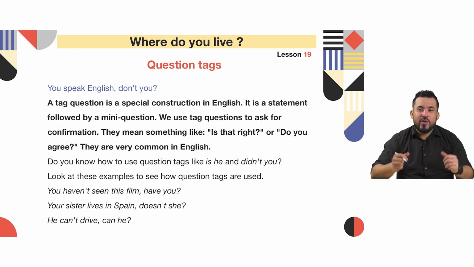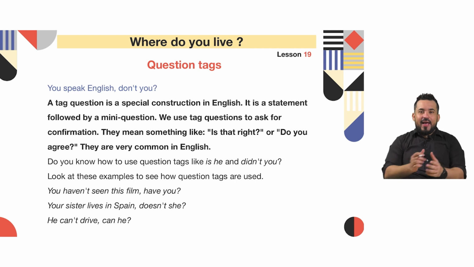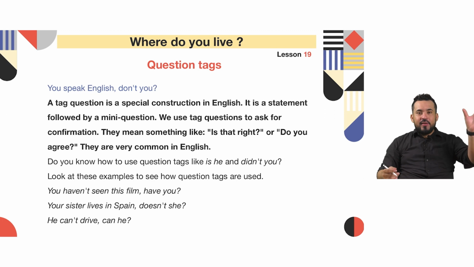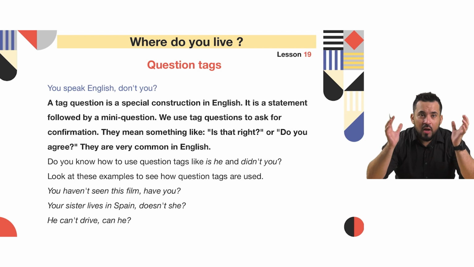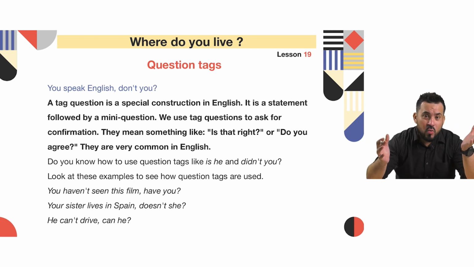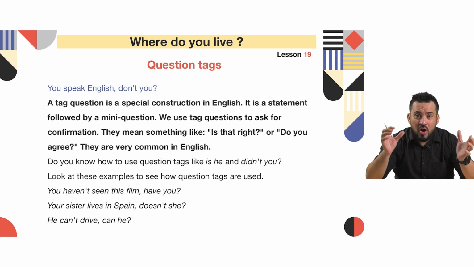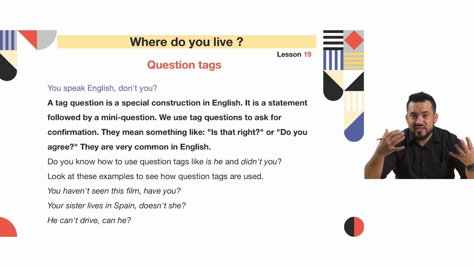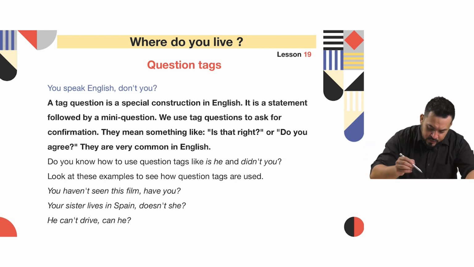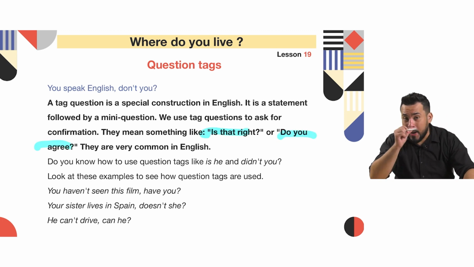So in today's lesson, we are going to talk about question tags. What is a question tag? A question tag is ending the sentence with a small question, with a mini question. Like, you like this movie, don't you? Or you went out with him, didn't you? Those are question tags we use in English for confirmation. This is just another way of saying, is that right? Or do you agree? They're very common in English.